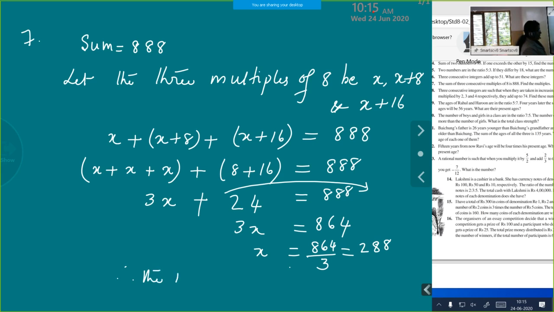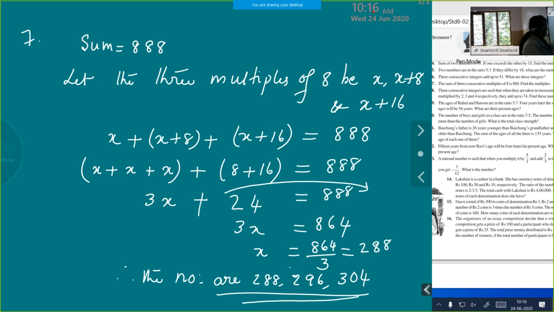Therefore, the 3 numbers are 288, 288 plus 8, 296, plus 8, 304. These are the 3 numbers. You can take them as the multiples of 8 whose sum is equal to 888. So I repeat once again, the 3 multiples of 8, I took as x, x plus 8, x plus 16, because you have to add 8 to each number to get the next multiple of 8.